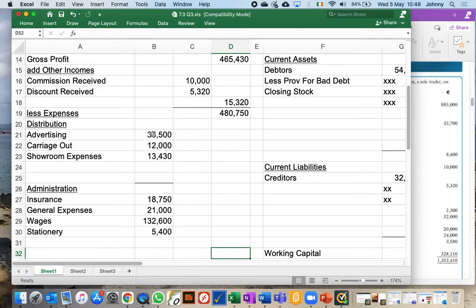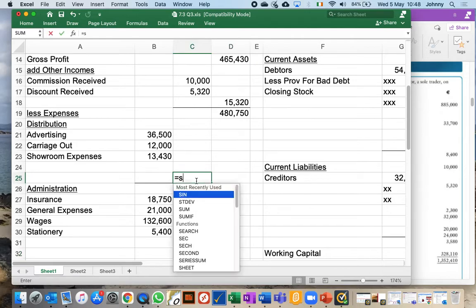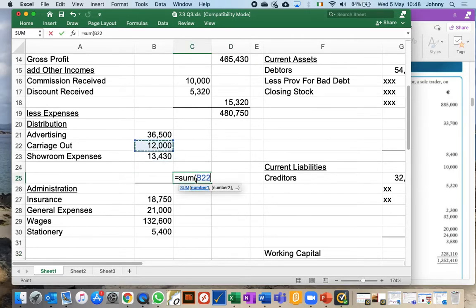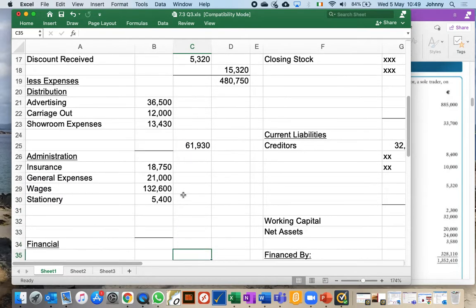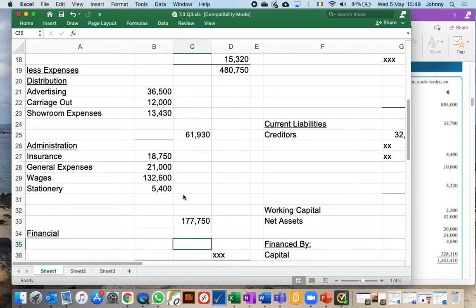So, my expenses. I'll add up all my expenses. So, everything in this column, add them all up. And then my administration expenses. There's my distribution expenses so far, and I've got my administration expenses. I'll add them up as well. And my financial expenses, which would be if I have interest on any of my loans. And it hasn't mentioned anything about interest on loans so far. So I'm going to say financial expenses is zero.